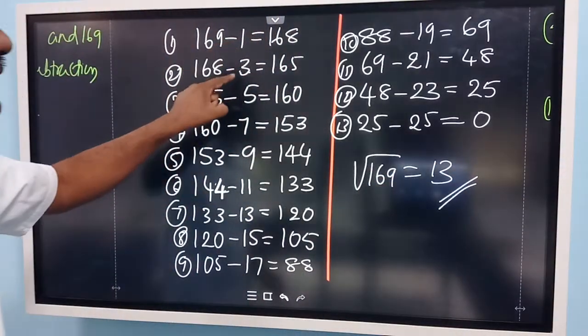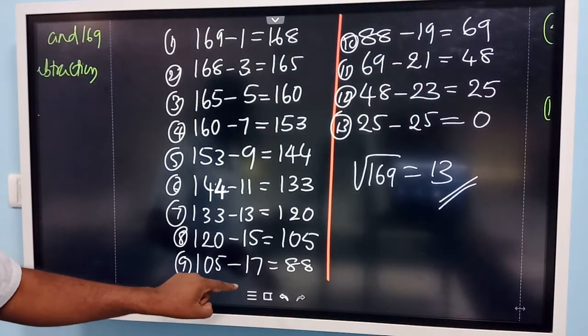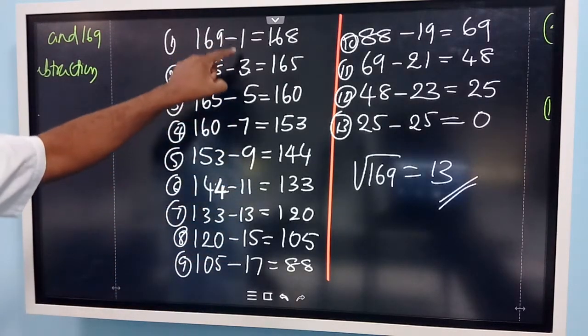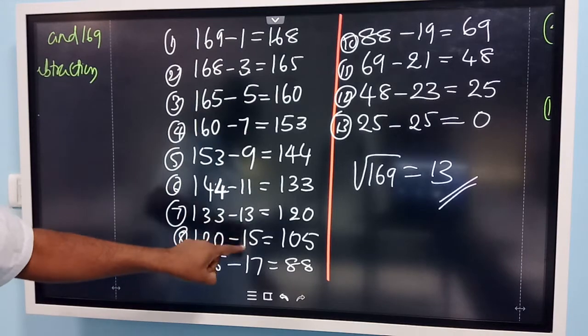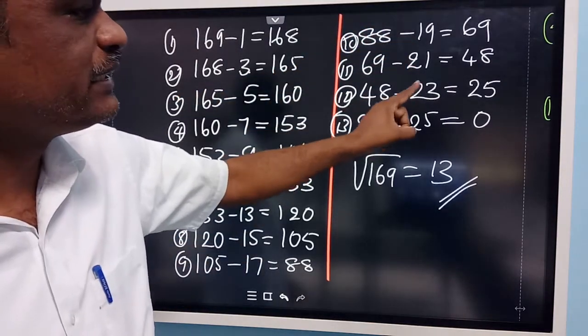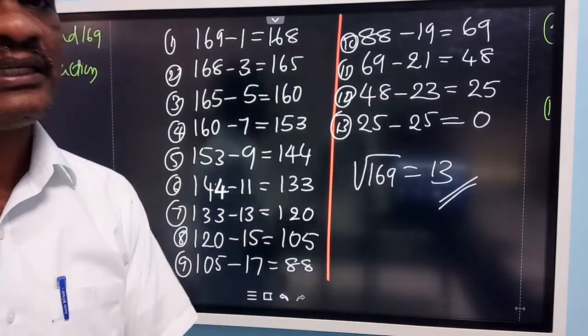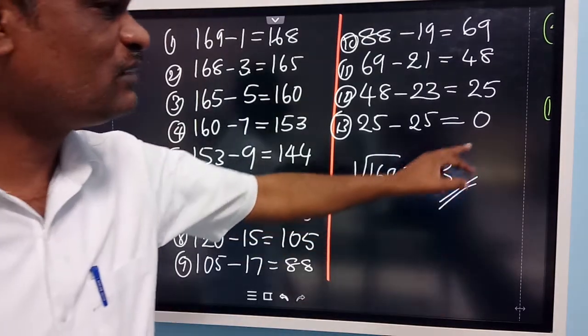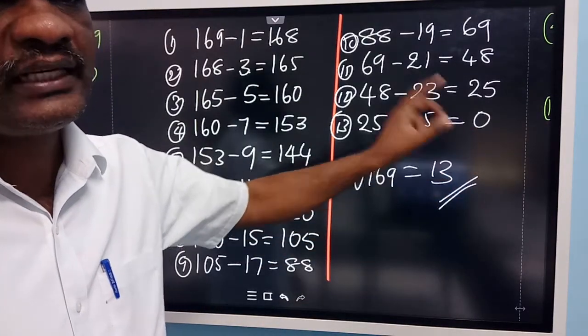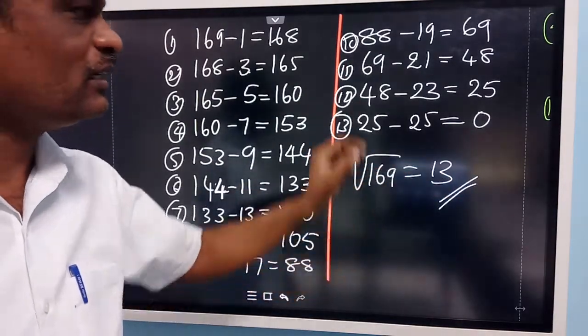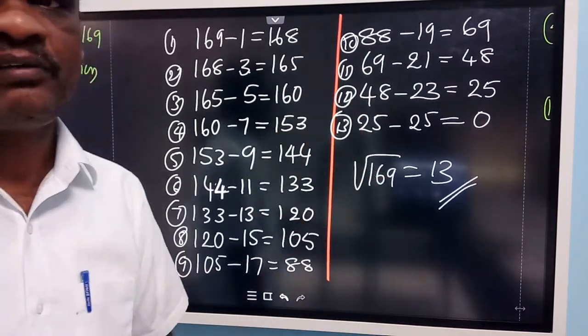So these are consecutive odd numbers starting from the beginning: 1, 3, 5, 7, 9, 11, 13, 15, 17, 19, 21, 23, 25. If you keep subtracting these odd numbers, the final answer will become 0. Then you have to count how many odd numbers you subtracted. That will be its square root.